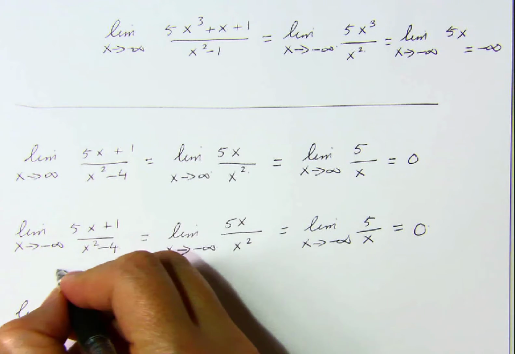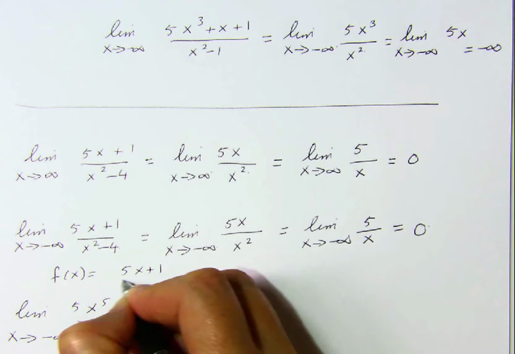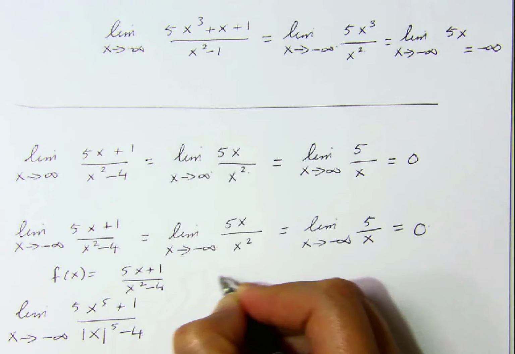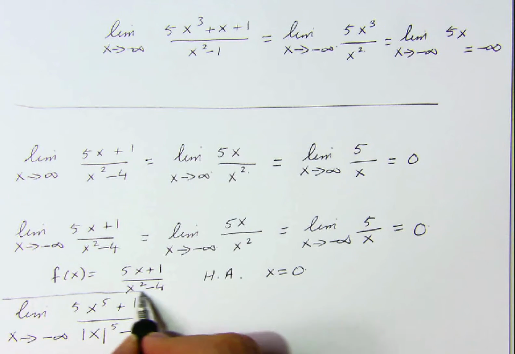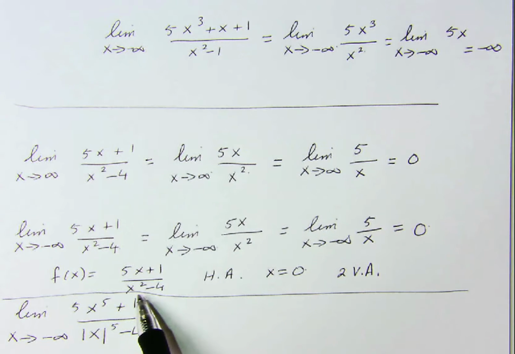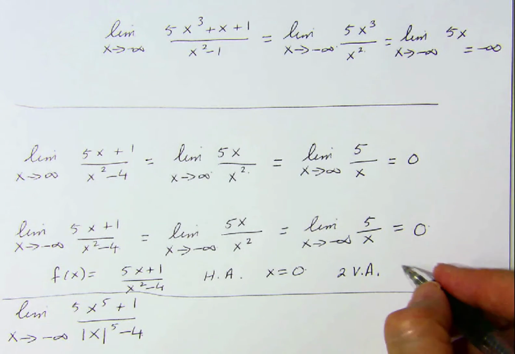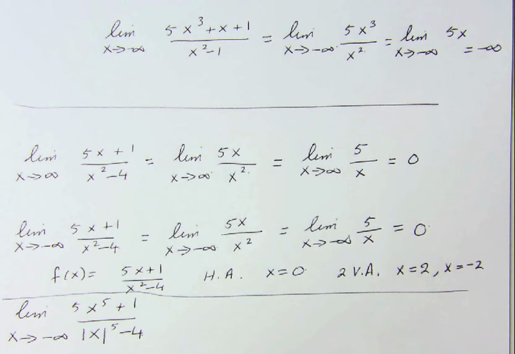So this function, f of x equals 5x plus 1 over x squared minus 4, has one horizontal asymptote at y equals 0, and you can see that it has two vertical asymptotes. The denominator factors as x minus 2 times x plus 2, and neither of those factors divide the numerator, so it's got two vertical asymptotes, one at x equals 2 and one at x equals minus 2.